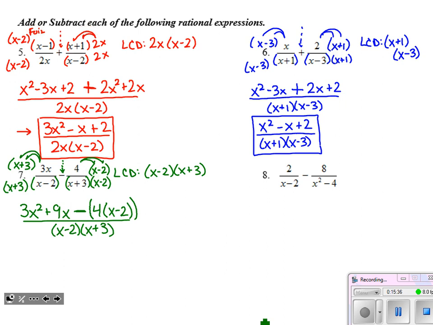All right, so I've got 3x squared plus 9x, and then I'll have a minus 4x, and I'll have a plus 8 all over that lowest common denominator. And the last thing I would do to simplify is just combine like terms in the numerator. So instead of plus 9x minus 4x, I would write plus 5x. And I'm just erasing this and rewriting it for sake of space.